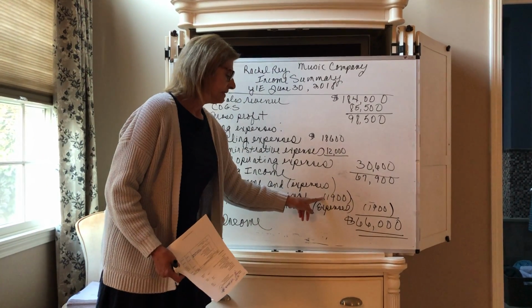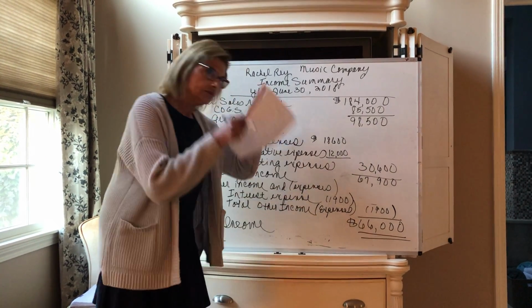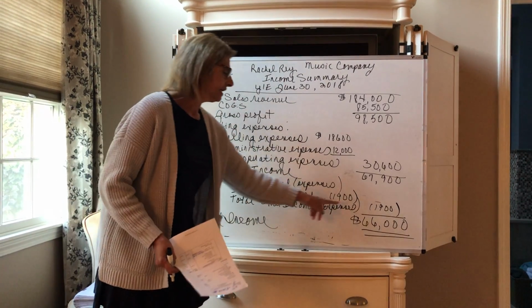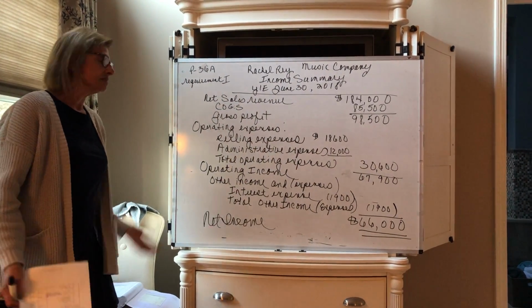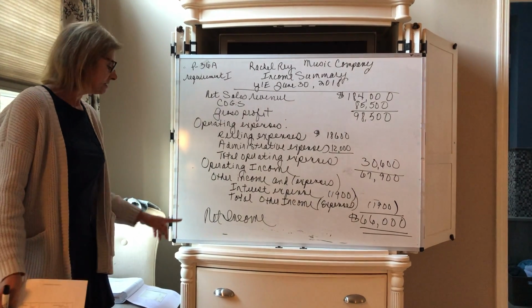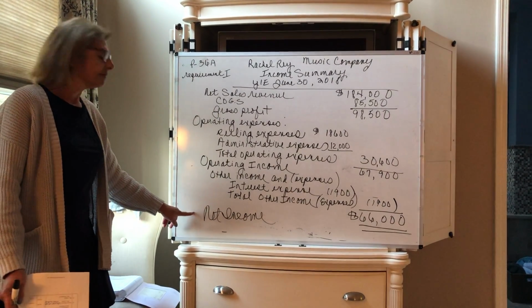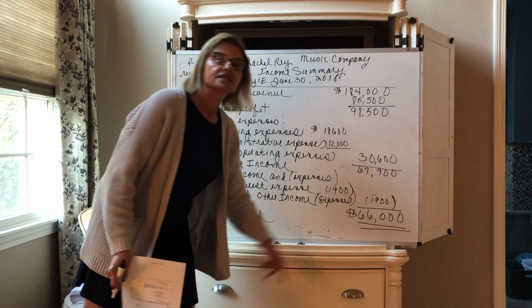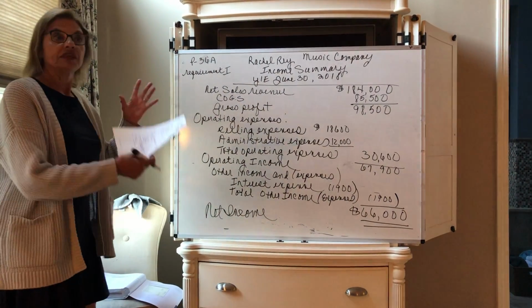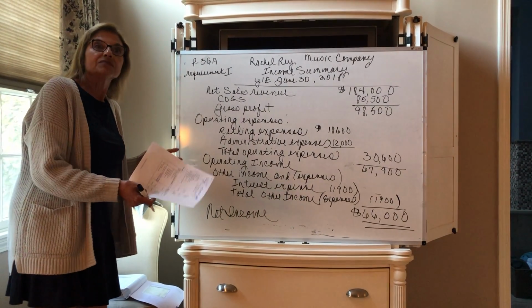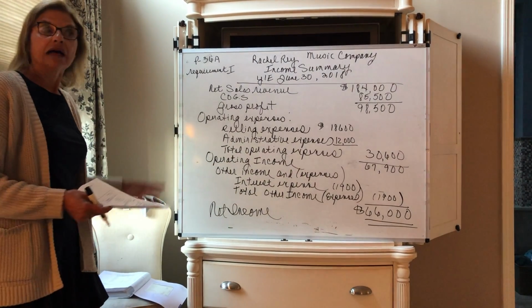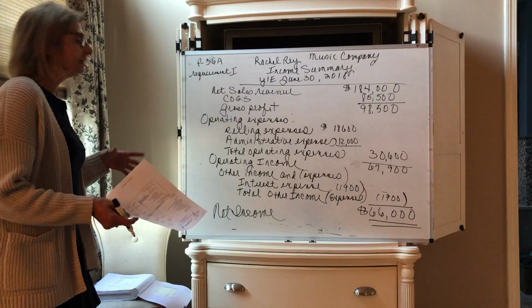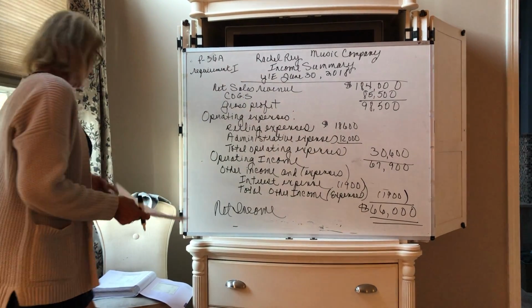So the interest expense is 1,900, the minus signified by the brackets. That's the total other income and expenses, there's no income, just the one expense. So that brings us to the bottom line, net income, $66,000. So there's a nice example of a multi-stepped income statement that doesn't go on forever. I actually fit it on this little board. Well, it's not that little, but I wish it was taller.